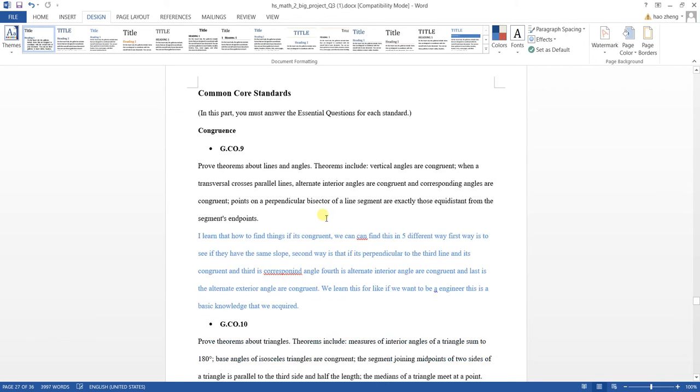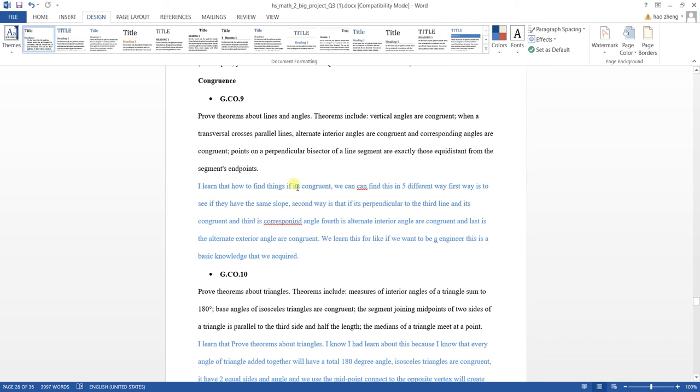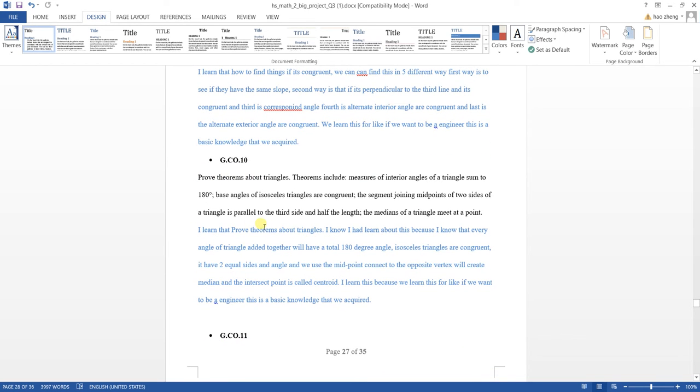Let's come to the standards over here. So in these standards, I know how to find congruent things. If there's congruent, there's 5 ways to do it. First way is we can see if they have the same slope. Second is perpendicular, and next perpendicular to the third line if they are congruent, and the third is corresponding angle. Fourth is alternate interior angle congruent, and the last is the exterior angle congruent. I learned this because this is the basic knowledge that engineers need in the future.